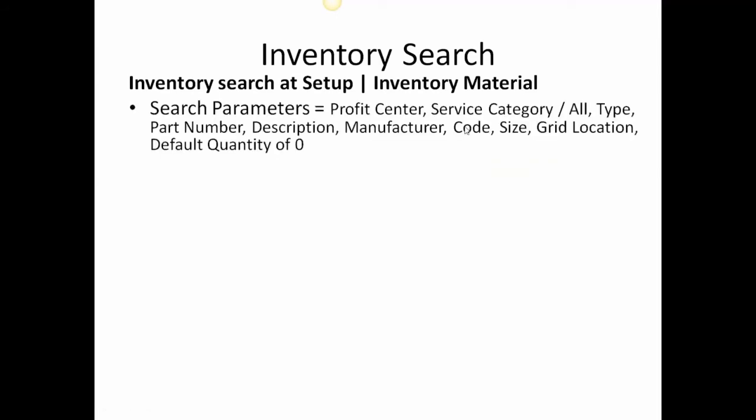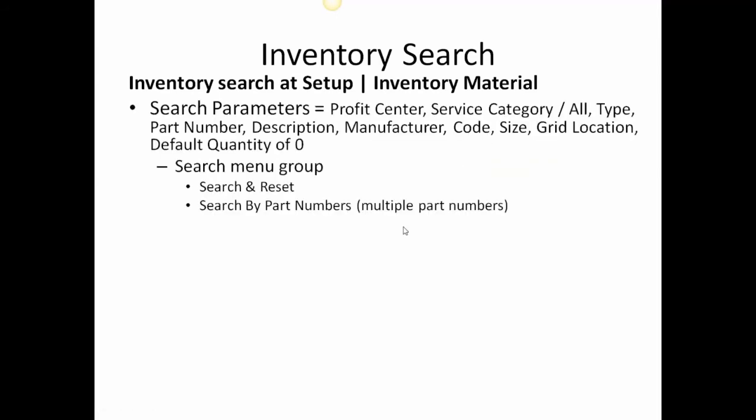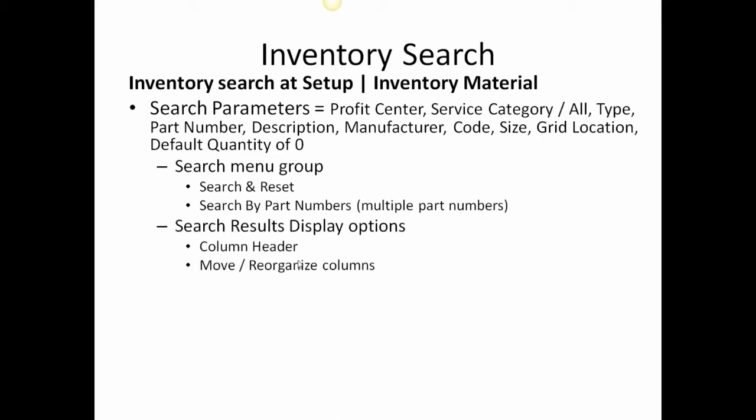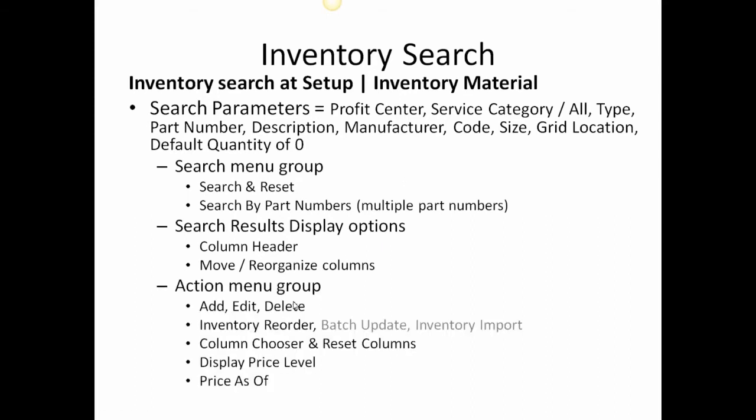Okay, so search parameters, fairly standard. You guys have seen a bunch of that. Your menu group allows you to search and reset and search by part numbers, multiple part numbers. Search results and display options, sorting by your column headers, moving and reorganizing columns, and the action menu group for add, edit, delete, inventory reorders, your column choosers, price levels, and price as of, and of course the ability to export to Excel.